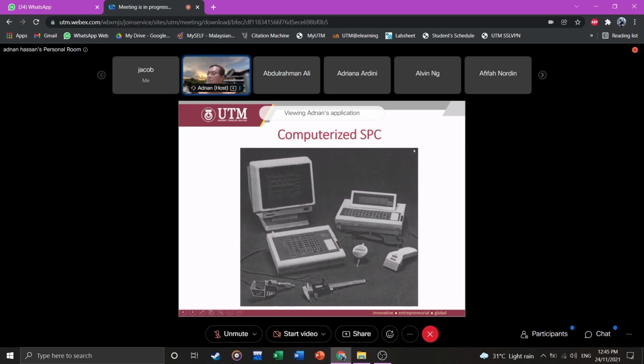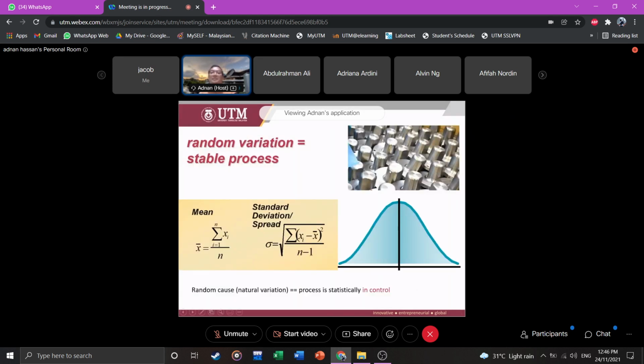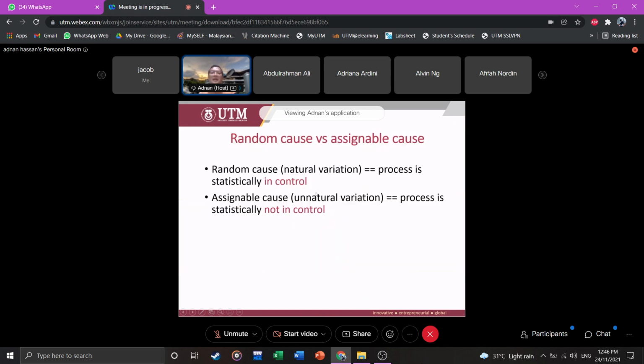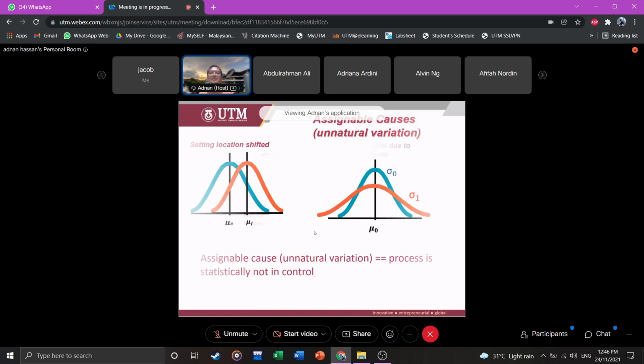This is during the 1980s. We can have this technology where a computer is used to monitor or to measure. You can have these digital devices connected to a computer, computerized. We call it computerized statistical process control. So we have seen this before. You cannot produce exactly the same. There will be variability. You have also learned about it, random cause, assignable cause. Even in the test I asked you the difference between these. I think we can skip this part.